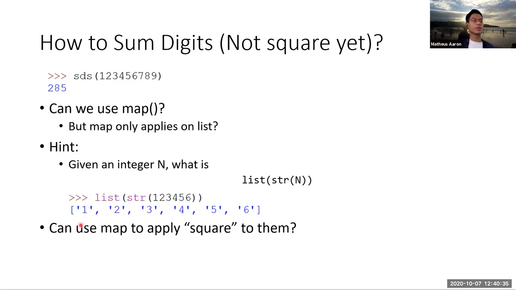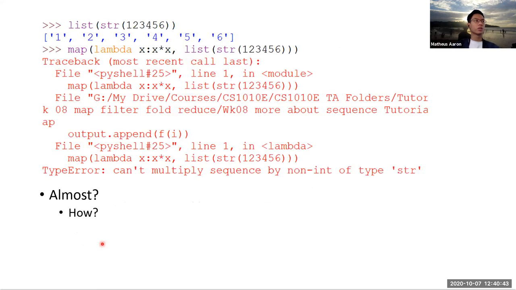Now that we already have a sequence, we can map them so that we can get the sum of the square digits. So we can square them. In this case, we try to square them, but there's an error. As you can see, there's a type error here. You cannot multiply sequence by non-integer of type string. So how do you exactly get an integer? How do you get the square of this? Any ideas?